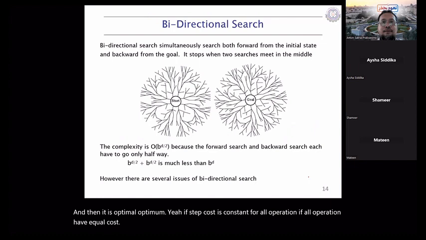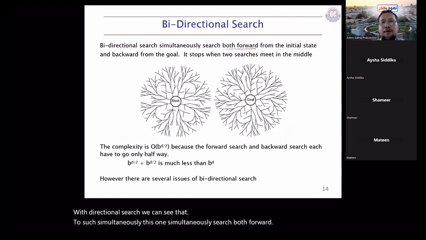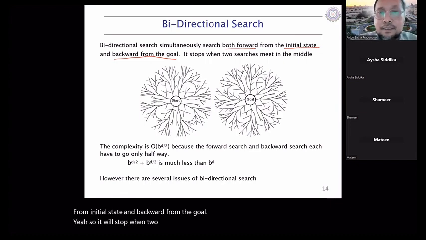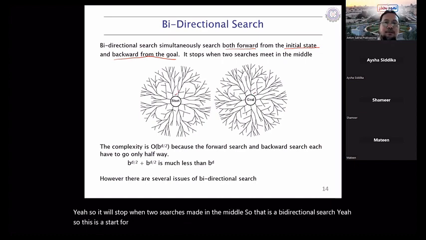And then for bidirectional search, we can see that it searches simultaneously, both forward from the initial state and backward from the goal. It will stop when the two searches meet in the middle. So that is bidirectional search. This is the start, for example, and this is the goal.